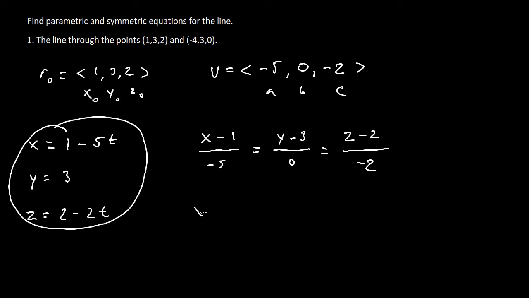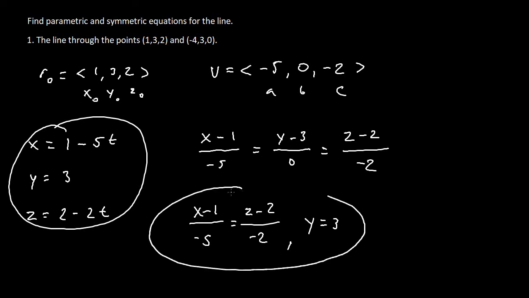So we're going to go ahead and write x minus 1 over negative 5 equals z minus 2 over negative 2. And then separately we're going to write y equals y naught. So y equals 3. And so those are going to be the symmetric equations.